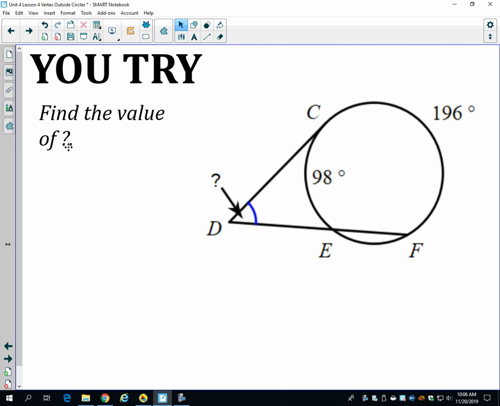So I want you to try this one. Find the value of question mark, type only the value.